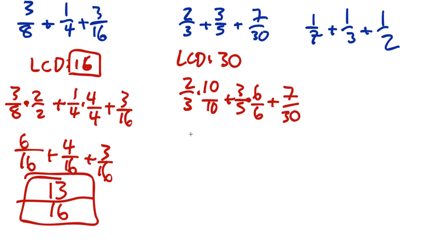We're going to go ahead and check these out. Actually, we're going to have a mega denominator. Let's do that because we know it's going to be 30. 2 times 10 is 20. 3 times 6 is 18 for the second fraction. And then 7 is just 7.